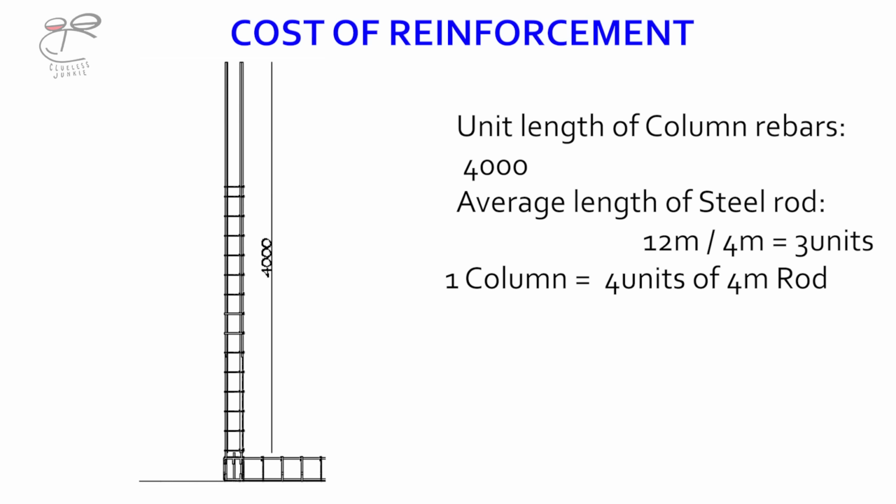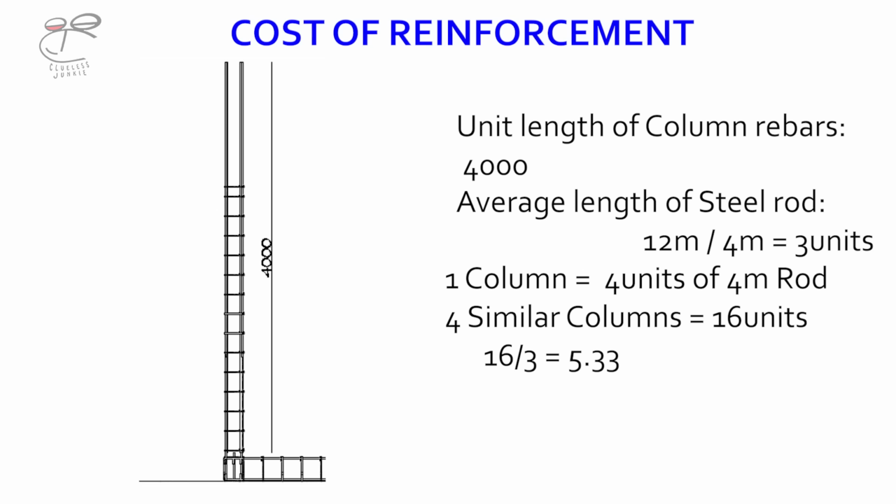So if we were to divide 12 meter by 4 meter, we're getting 3 units of 4 meter rebar from an average length of the rod. So if one column needs 4 units of 4 meter rods, 4 similar columns will require 16 units of 4 meter rods. So we'll divide 16 by 3, and that's 5.33. We can invariably say we'll be needing 6 units for that. So on the list we'll specify 6 units under the type of rod.